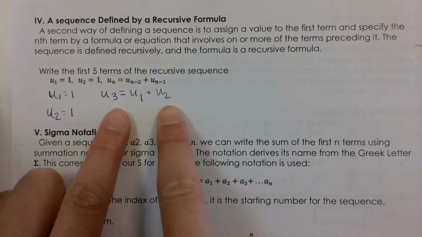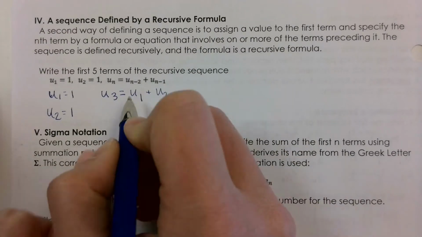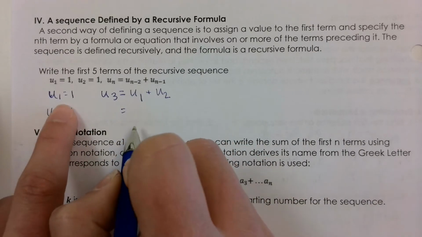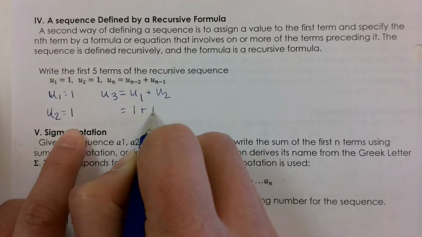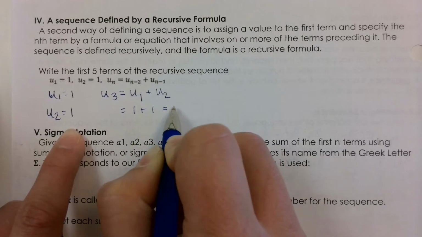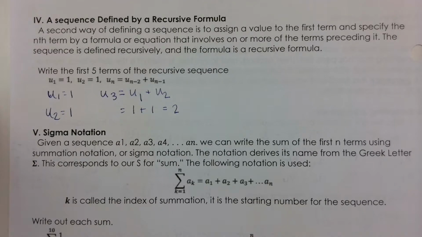Is that okay? So what was u sub 1? 1. What was u sub 2? Also 1. Add those together. What do you get? 2. So u sub 3 is 2. Is that okay? Questions on where that came from?